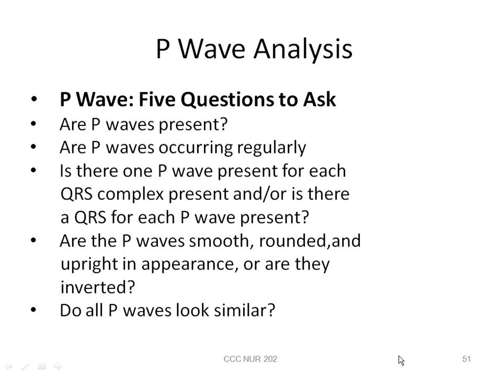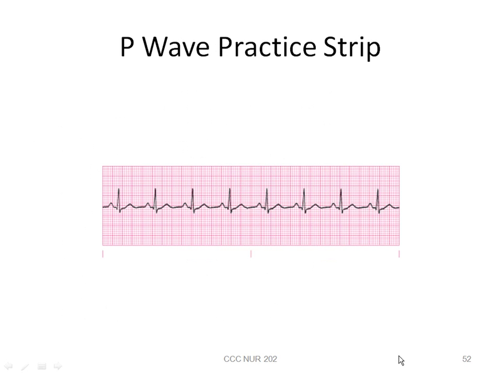So we look at the P wave analysis, the 5 questions asked about the P waves. Are they present? Are the waves occurring regularly? Is there one P wave present for each QRS? I think we've covered all of this. Are they smooth, rounded, and upright in appearance, or are they inverted? Inverted P waves typically will indicate a junctional rhythm. And do all the P waves look similar, with the same appearance throughout that rhythm strip? That's the same strip we've looked at before, and we can see we have P waves for each QRS. They're all upright, rounded, and similar throughout the strip.